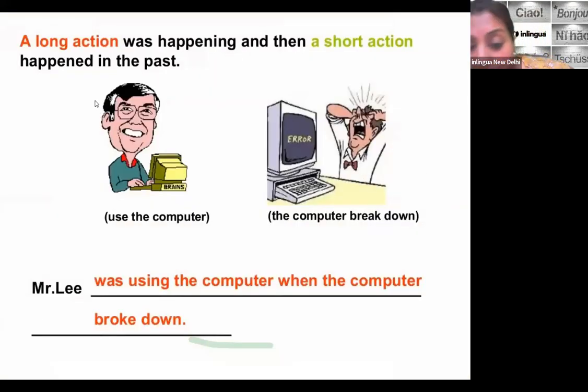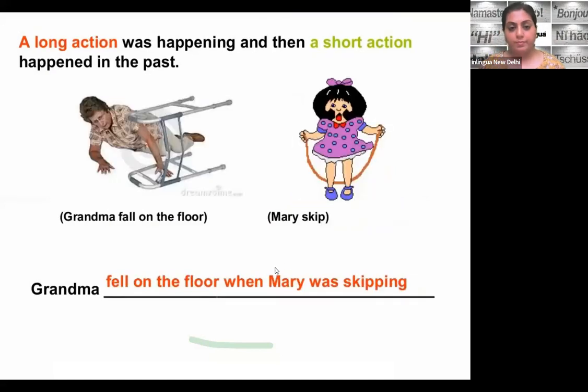Okay. Another example, a long action was happening and then a short action happened in the past. Use the computer breakdown. Mr. Lee was using the computer when the computer broke down. He was already doing a long activity of using the computer when it broke down. A long action was happening and then a short action happened.